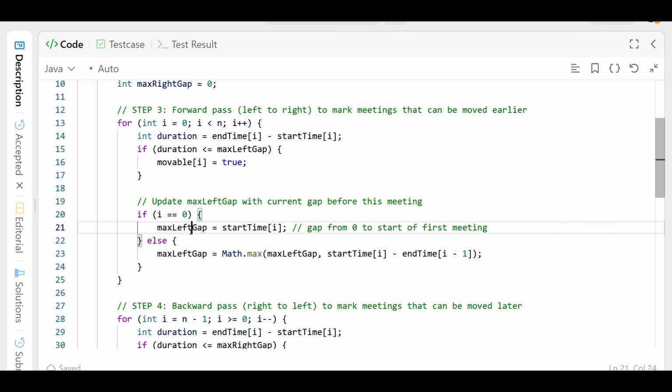So for the first meeting, the time start is 0, so we directly make a condition and mark it like that, and this is for the general case.